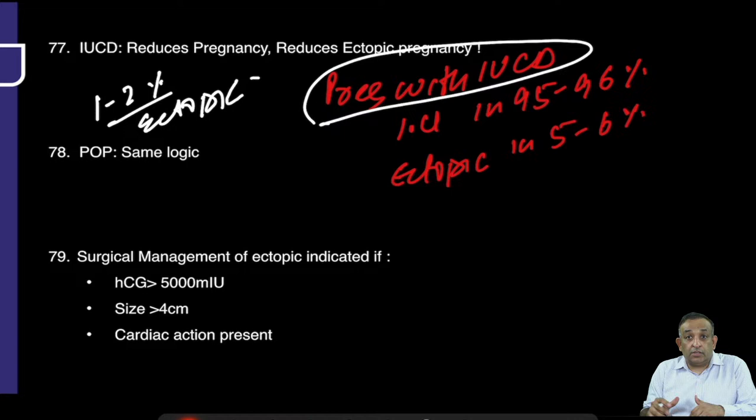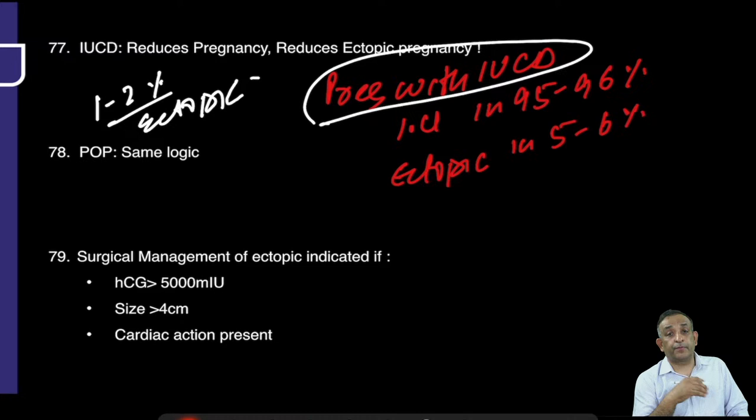It is not going to increase an ectopic. It is going to reduce pregnancies. Obviously, if pregnancies are less, ectopics will be less. If at all she conceives with an IUCD, the pregnancy will still be in the uterus. Just that the chance of an ectopic pregnancy is slightly more, 5 to 6%, as compared to a woman who gets pregnant without an IUCD, which is 1 to 2%.